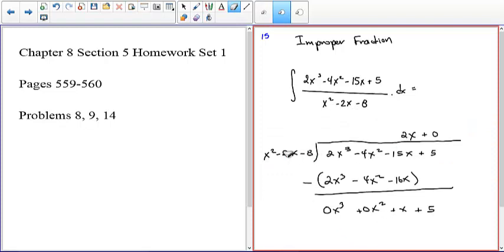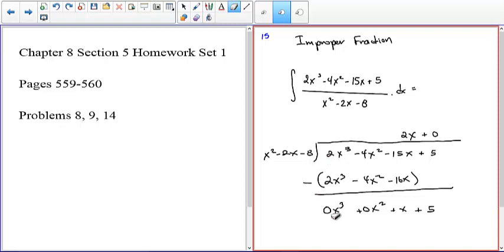So you say, okay, what do I need to multiply x squared by to get 2x cubed? The answer is 2x. So that is how you choose the term up here, and then you multiply out all three terms. 2x times x squared is 2x cubed. 2x times negative 2x is negative 4x squared. 2x times negative 8 is negative 16x. Then what we do is we subtract these three terms from this original numerator.